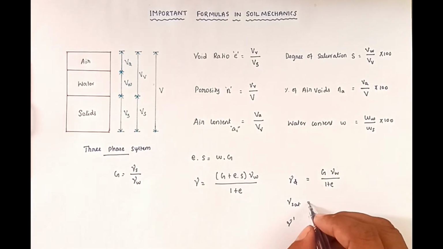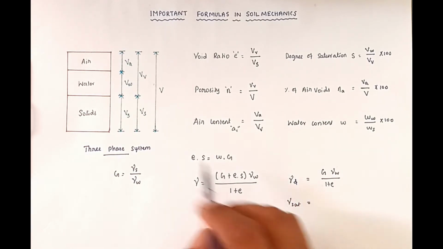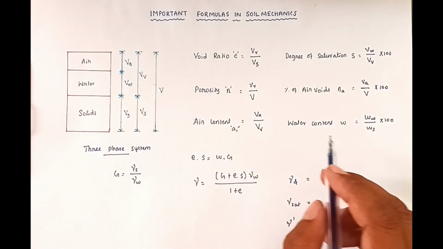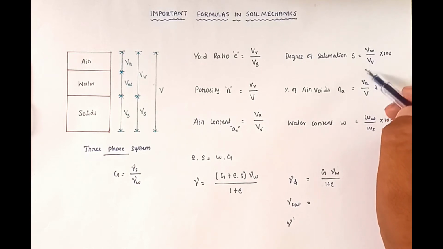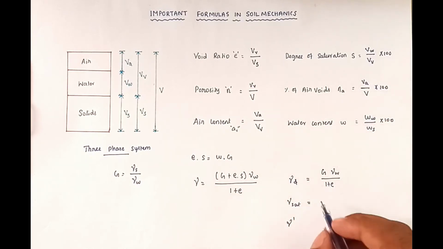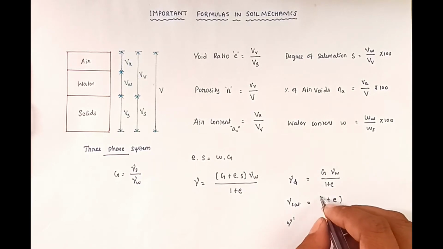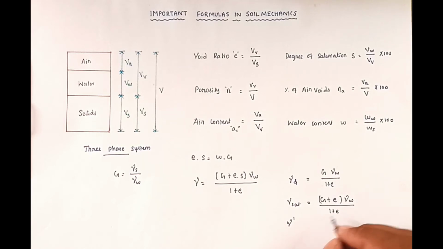Whenever it is saturated, for fully saturated soil, S equals 1 because the volume of voids equals the volume of water. So the degree of saturation will be 1. The volume of voids and the volume of water are the same, so the two values cancel and equal 1. So gamma saturation equals (G plus e into 1) into gamma w divided by 1 plus e.